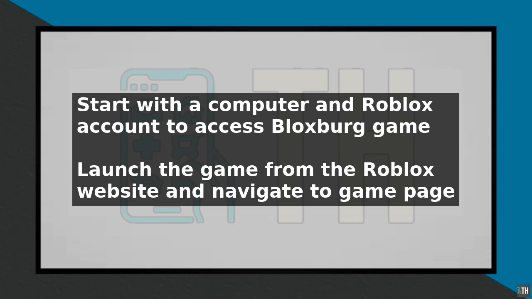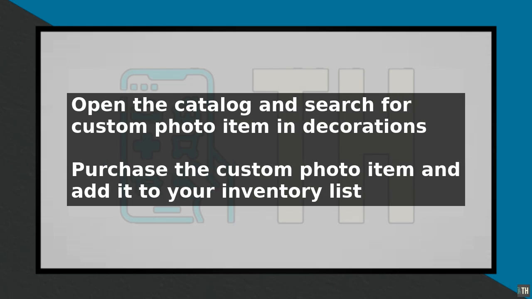Once you are in the game, open the catalog by clicking on the catalog icon at the bottom of the screen. In the catalog, search for the custom photo item, which can be found in the decorations section. Purchase the custom photo item and add it to your inventory.